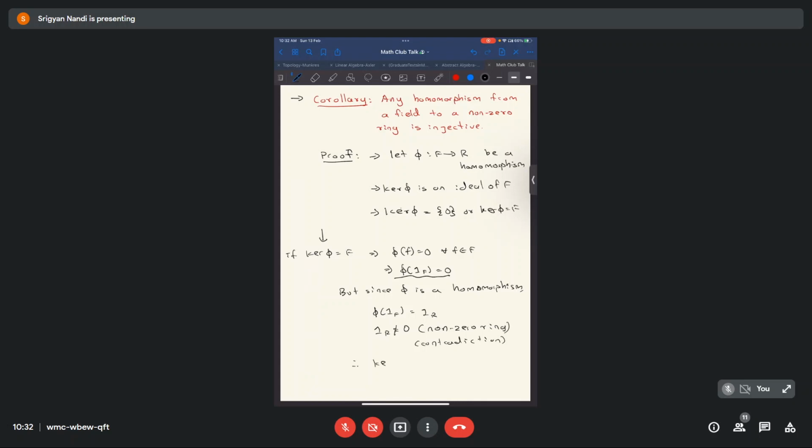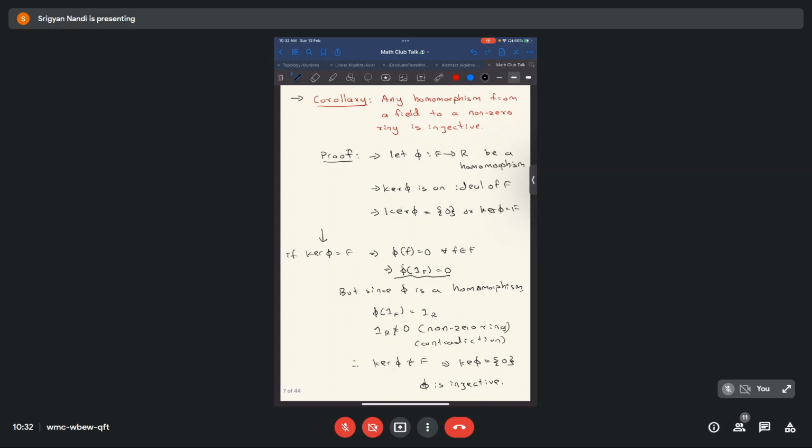So we come to the conclusion that the kernel of phi is not equal to F, which implies the kernel of phi is the only other viable choice, that is 0. The kernel of phi is the zero ideal. And as a trivial corollary, as you have seen in linear algebra, if the null space of a linear map only contains 0, then the linear map is injective. Using similar methods to that proof, we come to the conclusion that phi is injective, since here the kernel of phi is analogous to the null space of a linear map, and the kernel of phi here contains only 0. So phi is necessarily injective.